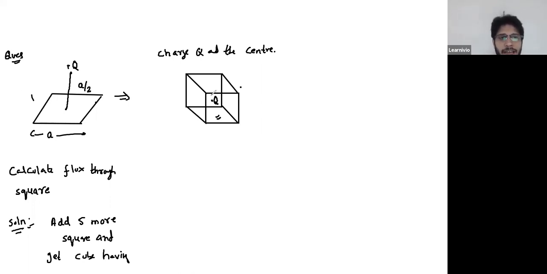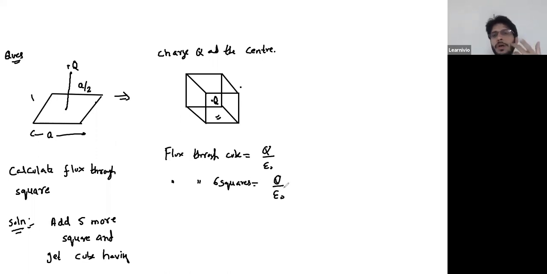Now you can easily calculate the flux through the cube. So what is the flux through the cube? It's Q by epsilon naught. Can I say that flux through the cube means flux through 6 squares, right? A cube has 6 squares. Through 6 squares, flux is Q by epsilon naught. Flux through 1 square is 1 by 6 Q by epsilon naught.